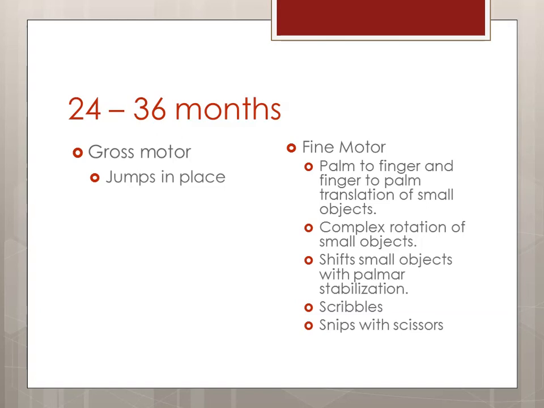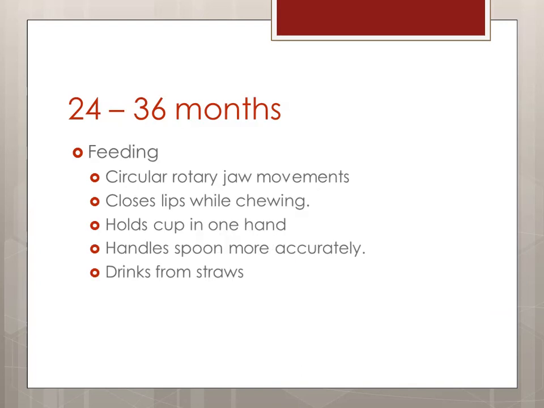They're going to have complex rotation of small objects, so being able to rotate something. So think of like rotating a pencil. They'll be able to shift small objects with palmar stabilization. So again, think of a pencil and then being able to shift your fingers so that they move up the pencil and then move down the pencil. They'll be able to scribble and then also be able to snip with scissors.